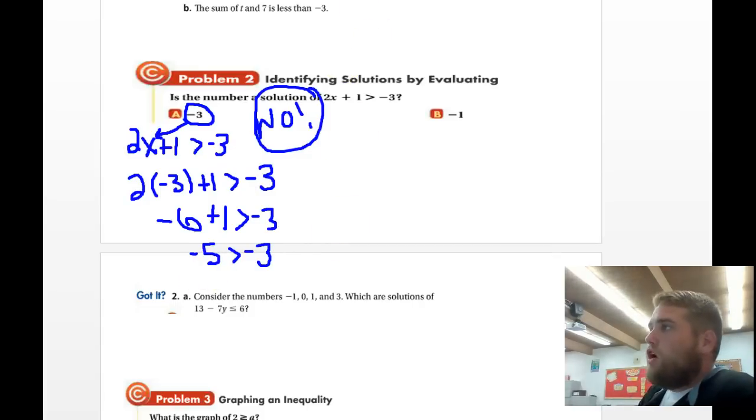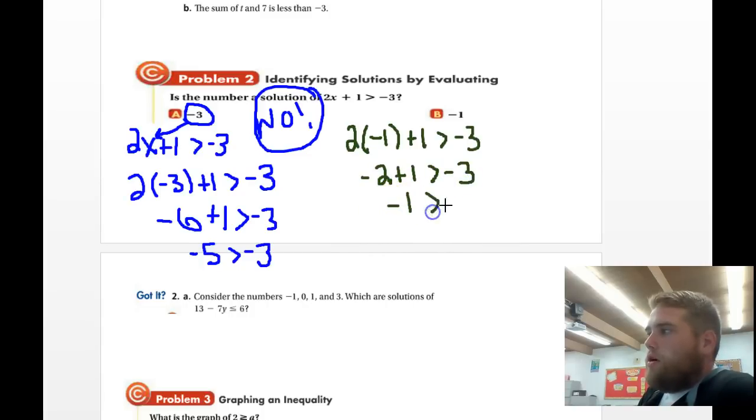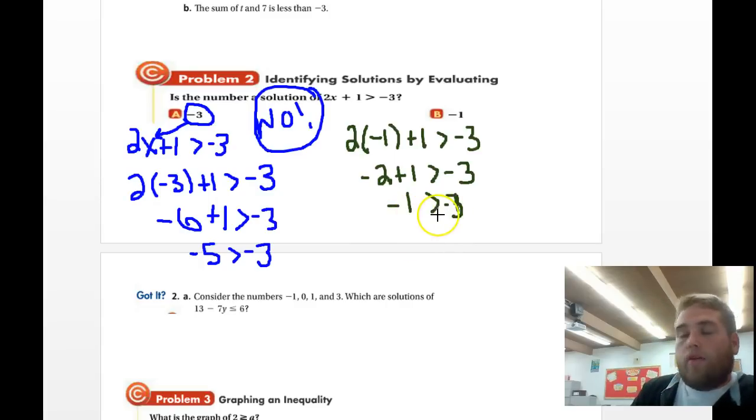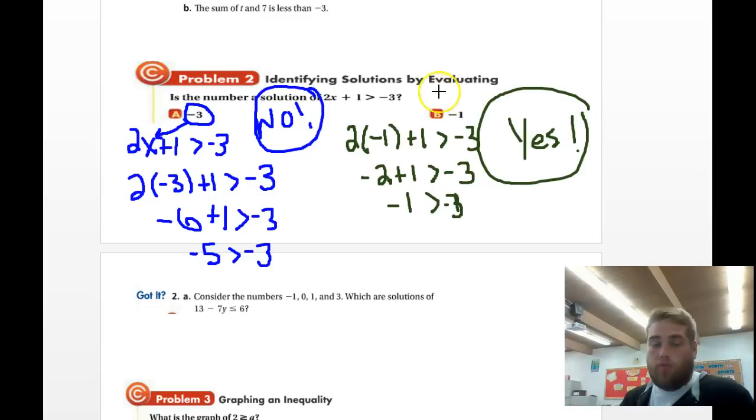Okay, on the next one, let me change colors here. Let's go to this green here. Okay, so I have 2x, so I'm going to plug in -1, plus 1 is greater than -3. Okay, so 2 times -1 is -2, plus 1 is -1, greater than -3. So is -1 greater than -3? Yes. Even though 1 is smaller than 3, -1 is actually a larger number than -3.